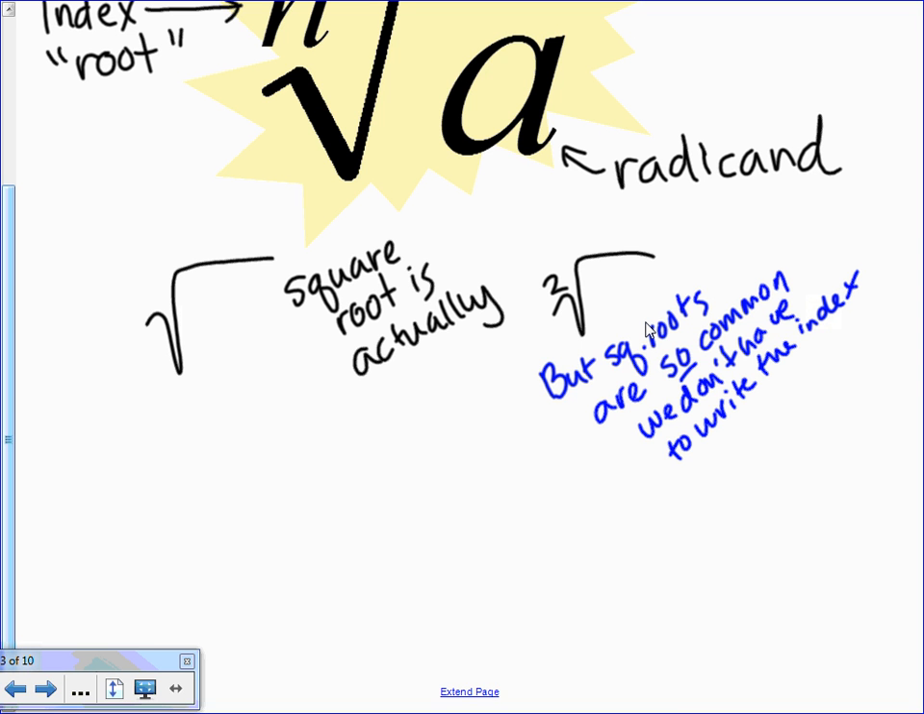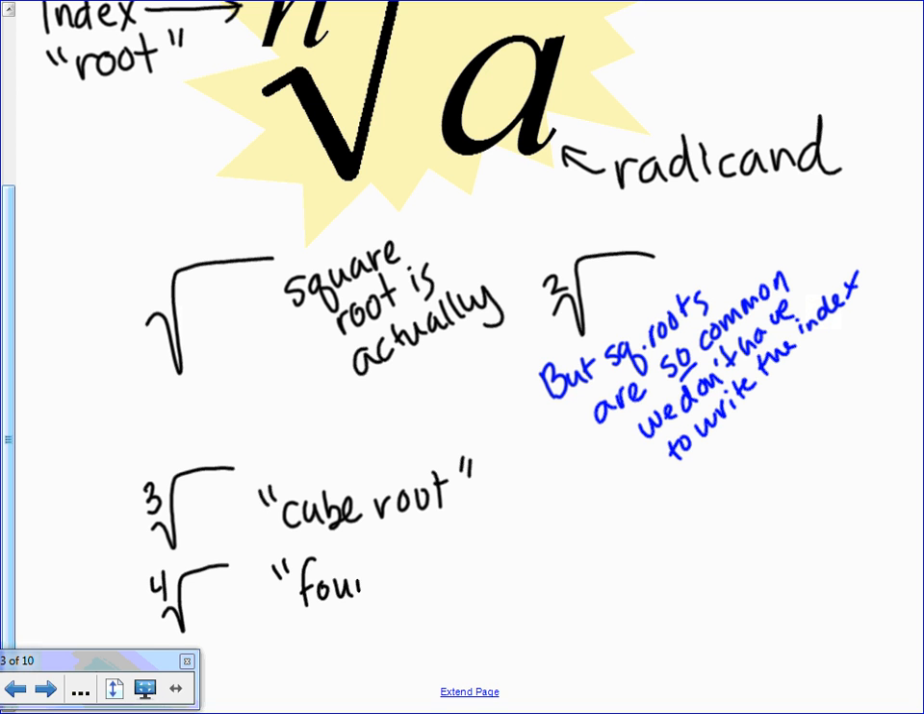Then we're going to start to see things that look different. We could see something with an index of 3, and I'll call that the cube root. Or I can see a 4th root. And so you just read your index: 5th root, 6th root, 7th root. Square root and cube root are the only 2 that are kind of different. Does anybody have any questions about that notation stuff? That's going to be huge in chapter 5.